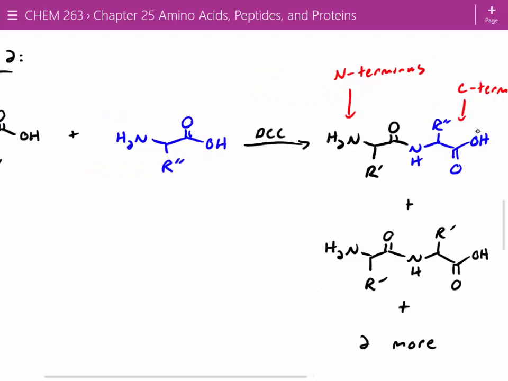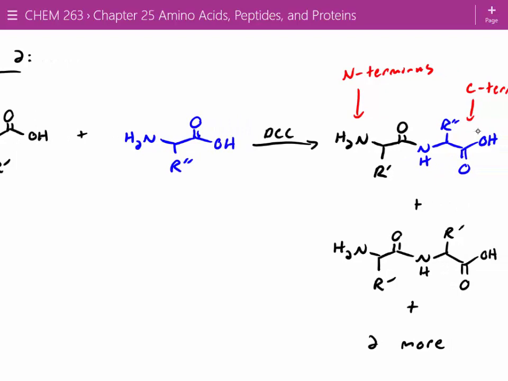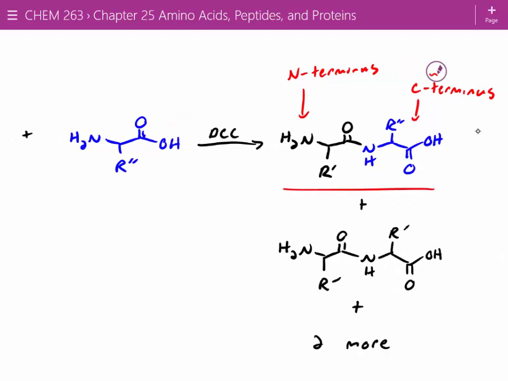So what do you think a solution is if we want to selectively get that first one? So let's say we did want this one right here. So we want to react the black one with the blue one. We want the black one to be at the N terminus, the blue one to be at the C terminus. That means we're going to have to do something about that blue OH group right here, right? We don't want this reacting, and we also don't want this reacting. So instead, what we're going to do is try to block those.